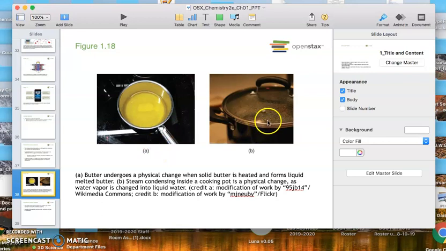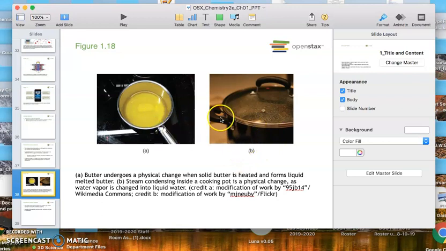Here we see another pot on the stove, and you see steam condensing inside a pot. This is also a physical change. Obviously this is a pot that's on the stove and it's hot, and you have water that is becoming a gas and going out of the liquid phase into the gaseous phase, and then it hits the cool surface of the top of this lid here, and then it condenses down back to a liquid. And so that, again, is also a physical change.